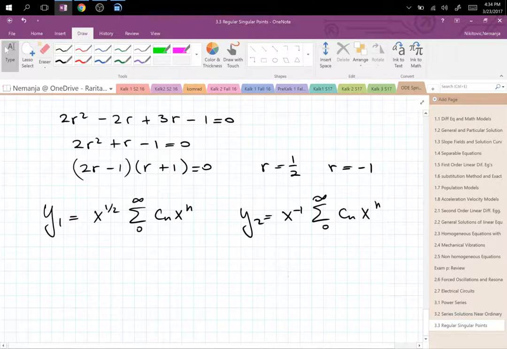So technically we have a superposition. Ooh, crucial mistake. Look at this. I put Cn for both. They're not the same value. So let's swap them with, I don't know, An, Bn.